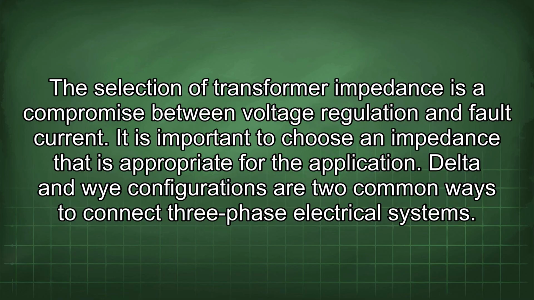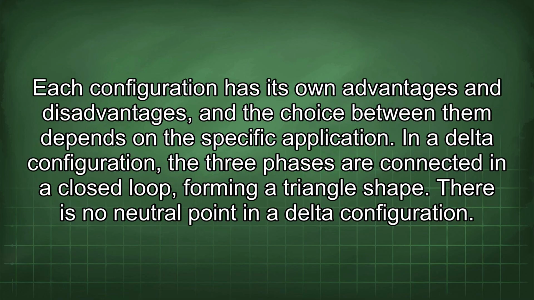Delta and Y configurations are two common ways to connect three-phase electrical systems. Each configuration has its own advantages and disadvantages, and the choice between them depends on the specific application. In a delta configuration, the three phases are connected in a closed loop, forming a triangle shape. There is no neutral point in a delta configuration.